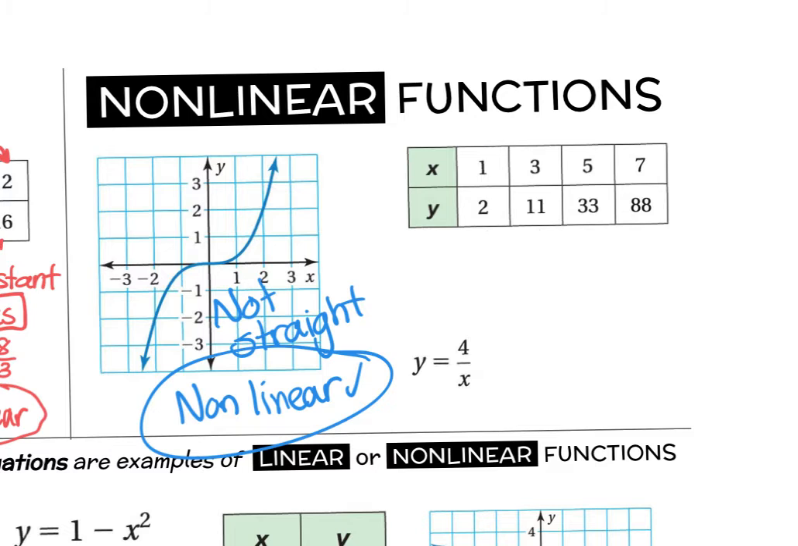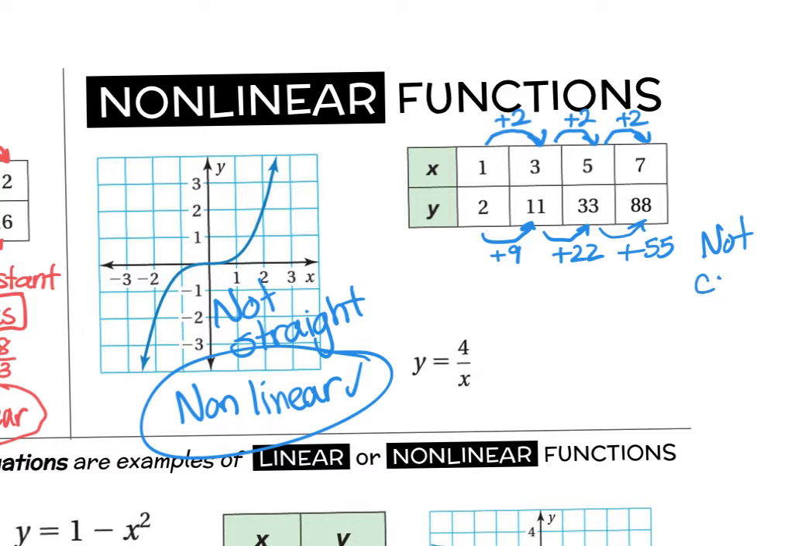So let's look. For the x change, we've got plus 2. Then plus 2 again. Then plus 2 again. So that's good, the x is changing consistently. Let's look at the y. The y changes by plus 9, then by plus 22, and then by like plus 55. So this is not consistent. The slope, or what it's changing by, is not consistent. Therefore, it is nonlinear.